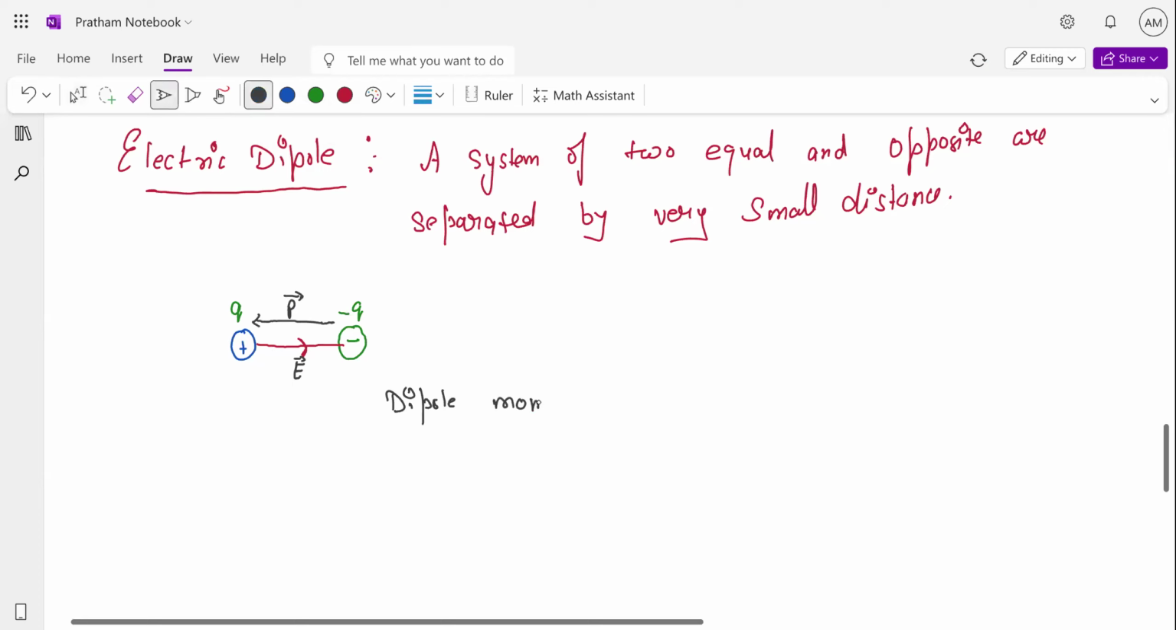And a dipole moment is given by what? It is given by the product of charge and the distance between them.